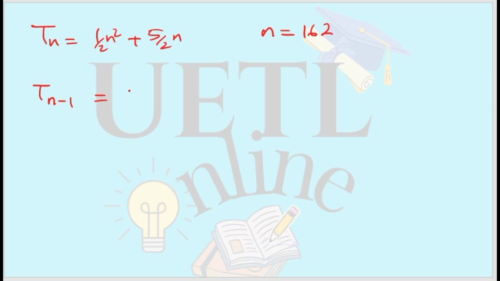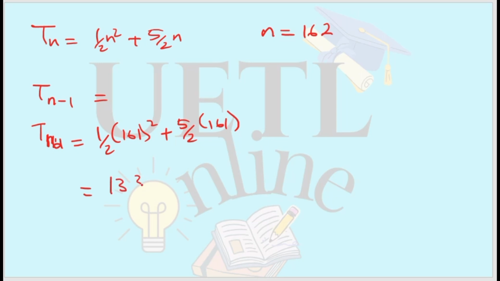So we're going to be substituting 161 instead of n. T161 is equal to half times 161 squared plus 5/2 times 161. If we solve this, we will get 13363. So this is the T of 161. Then we have our T of 162, which was our T of n, given as 13527. Our duty is just to find the difference.